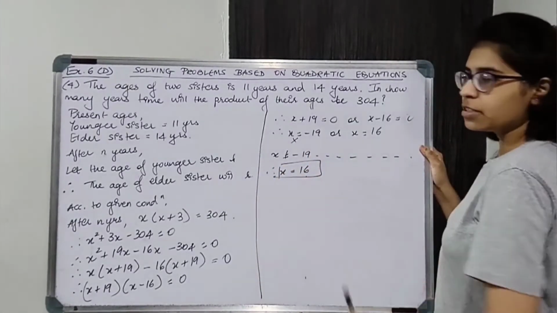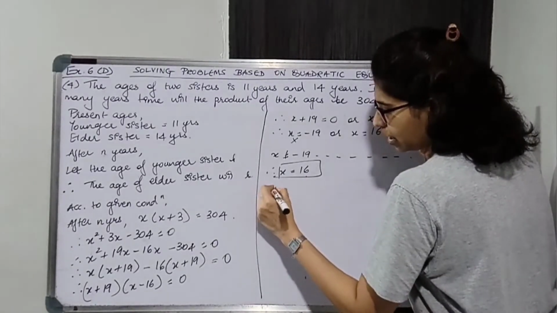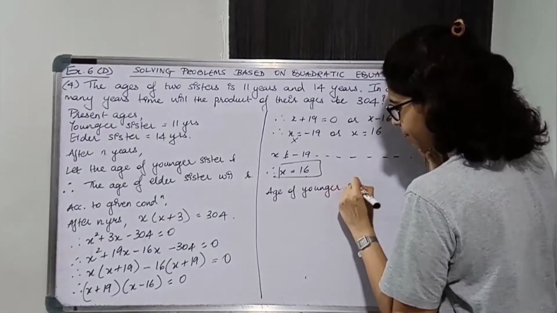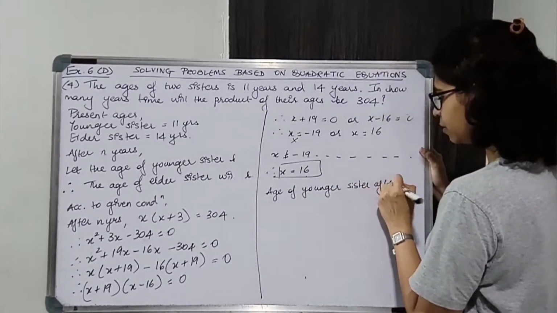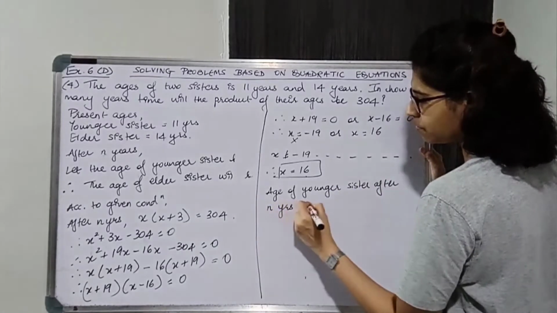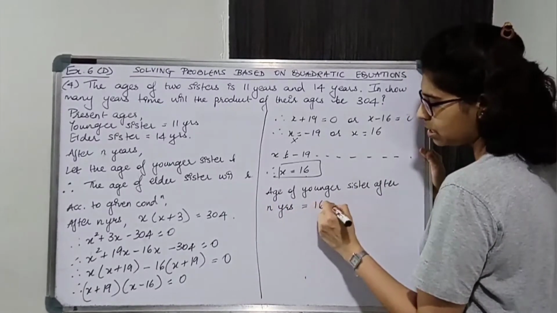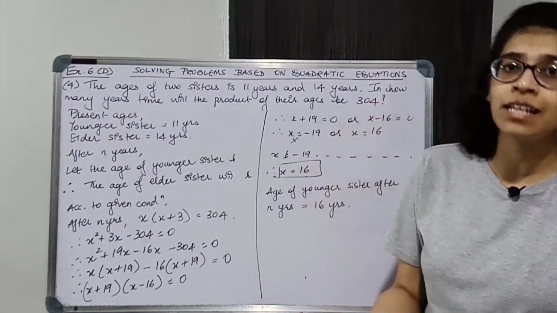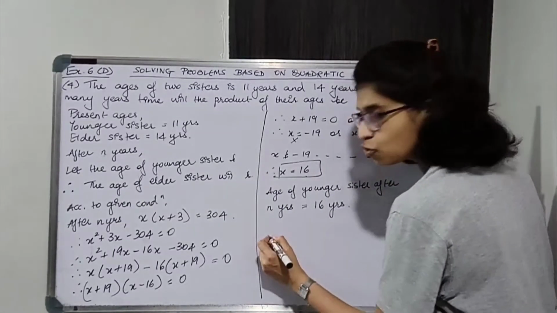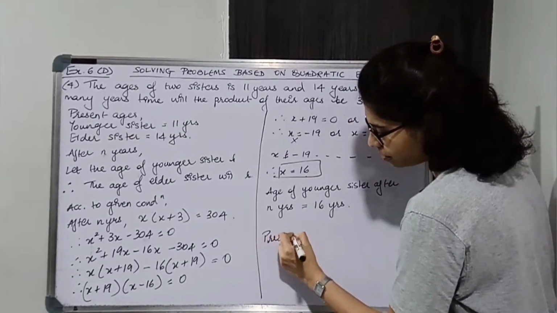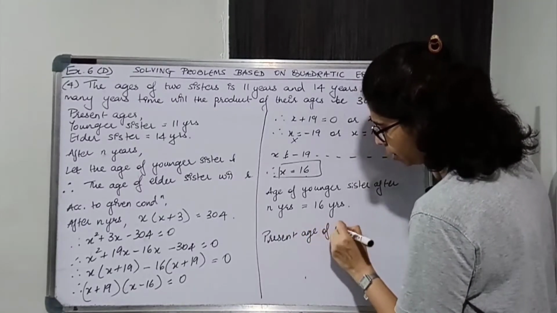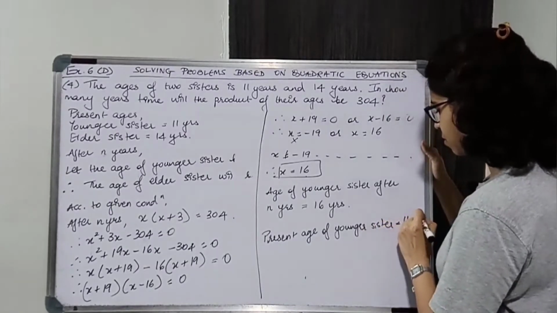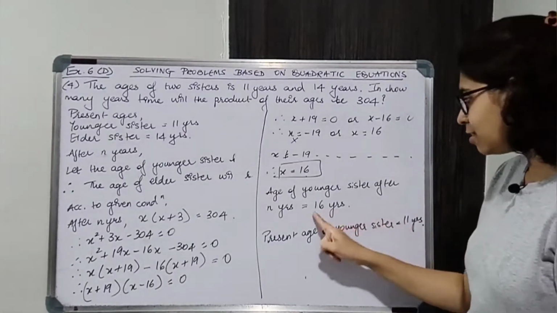This is the age of younger sister. So age of younger sister after n years, okay, it will be 16 years. What is the present age? Present age of younger sister is 11. So present age of younger sister is 11 years. You can easily see the difference.